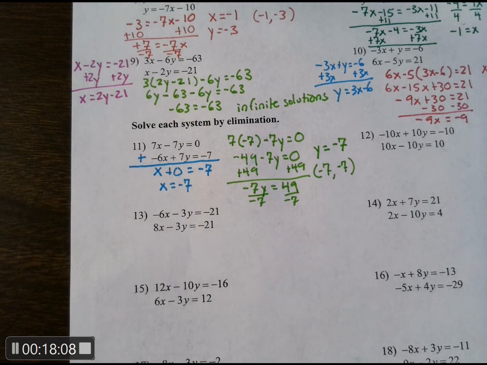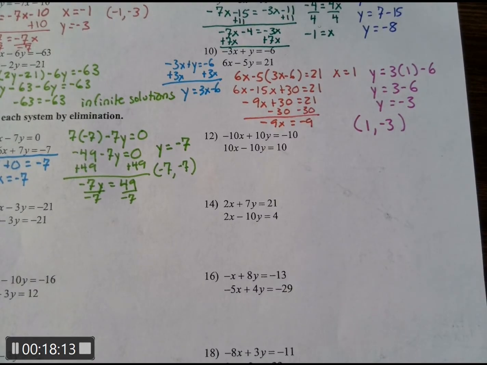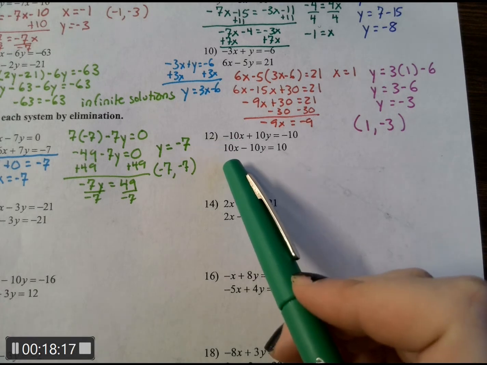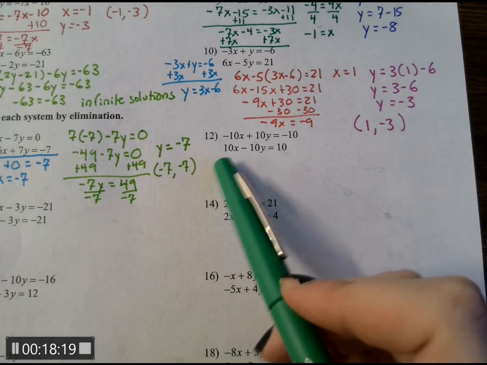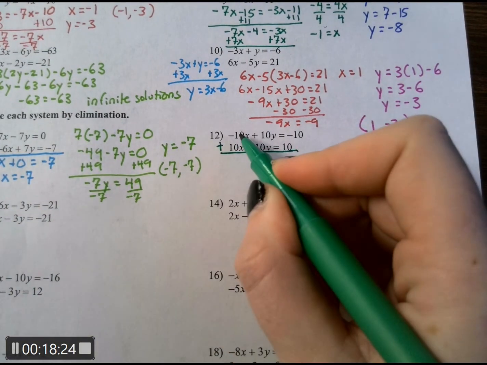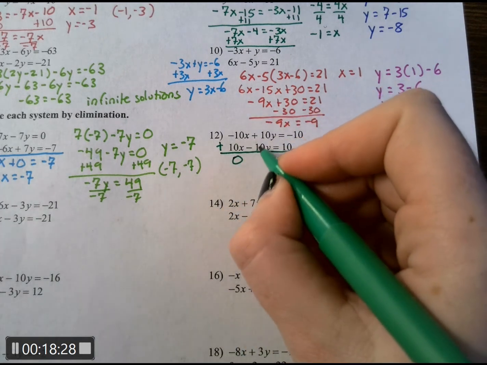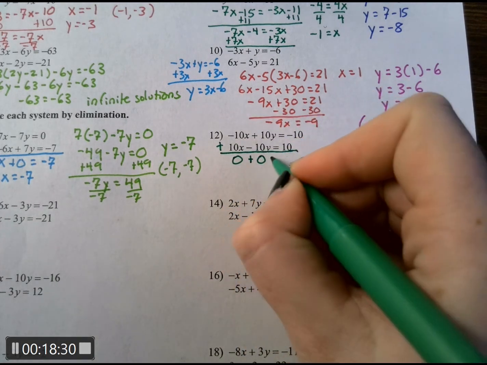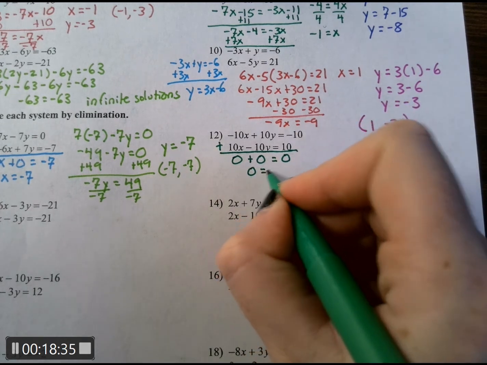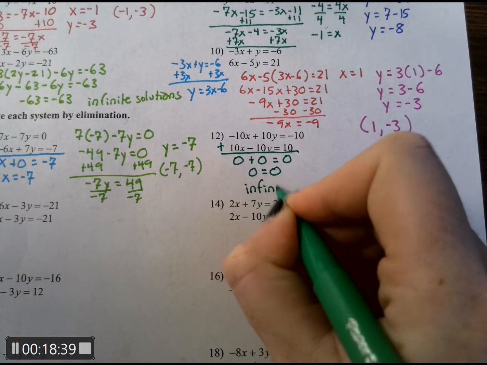Okay, let's take a look at 12. So for 12, just looking at our first one, our x's, we have 10 and 10, we have a negative, and we have a positive. So we can go ahead and add. So negative 10 plus 10 will give us 0. 10 plus negative 10 will give us 0. Equals negative 10 plus 10 gives us 0. So we have 0 equals 0, which is infinite solutions.